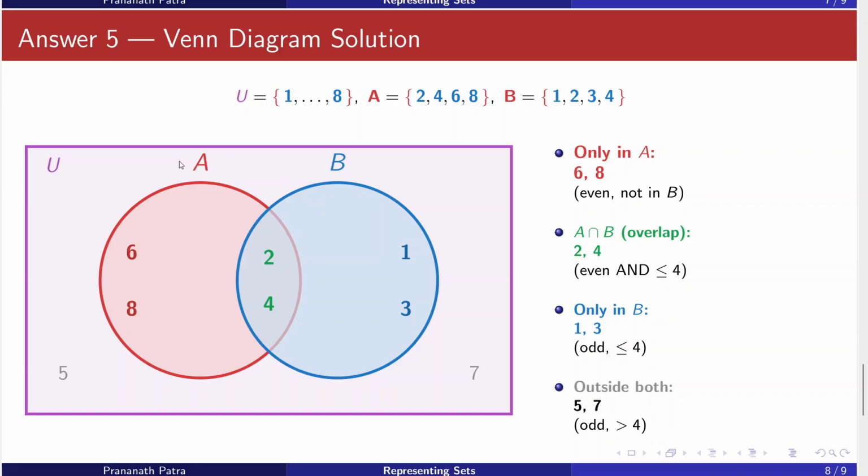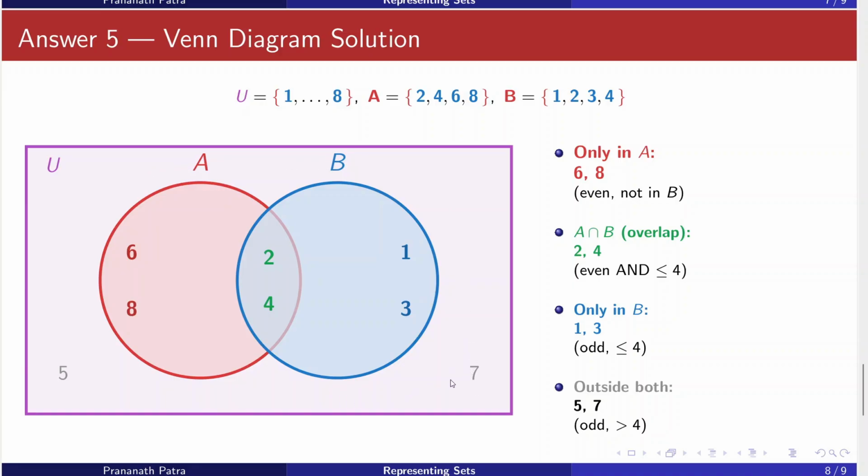Finally, we step back and check our universal set. We have placed the numbers 1, 2, 3, 4, 6, and 8. But our universal set contains all numbers up to 8. The numbers 5 and 7 are missing. They belong to our universe, but they are not in set A and they are not in set B. So they sit quietly on the outside of both circles, resting somewhere in the empty space of the rectangle.